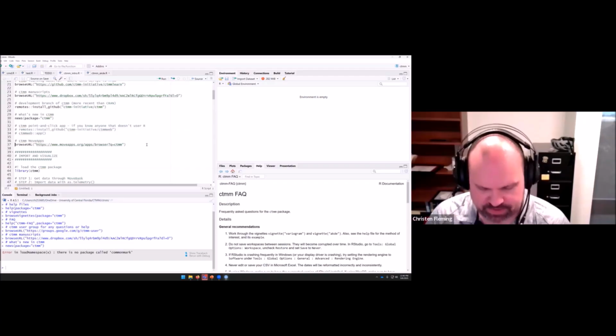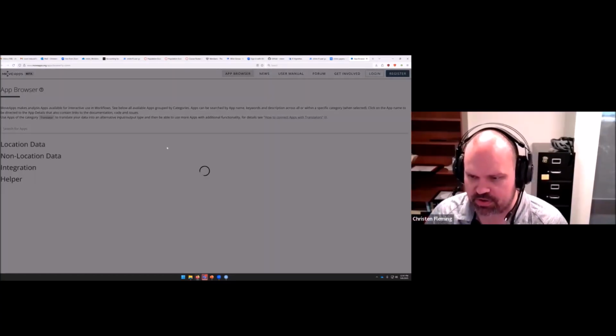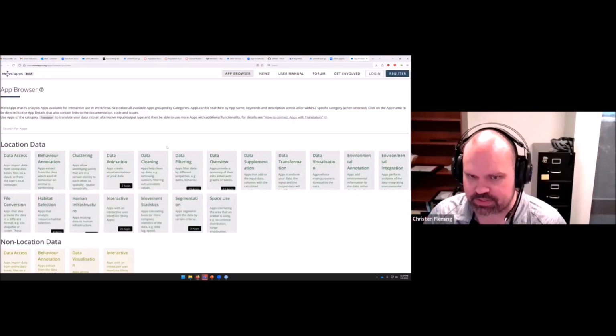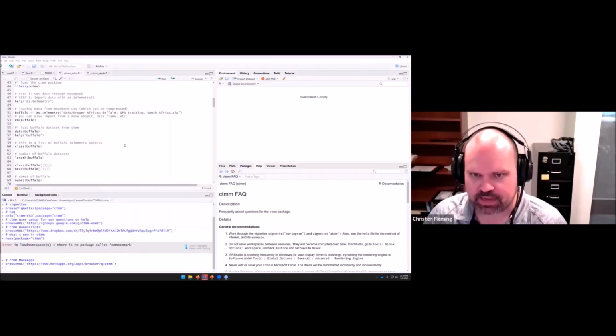And also, if you have friends that don't know how to use R, there are move apps for all the core package functions. There are move apps on the MoveBank move apps platform, and new ones coming all the time.